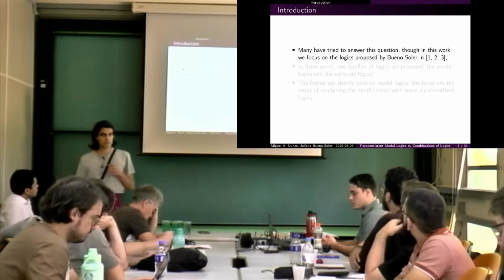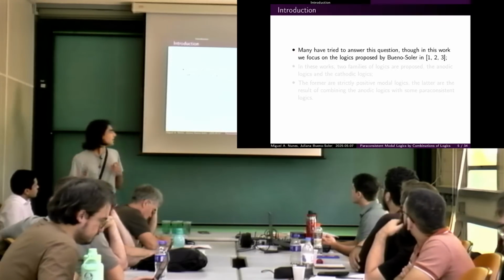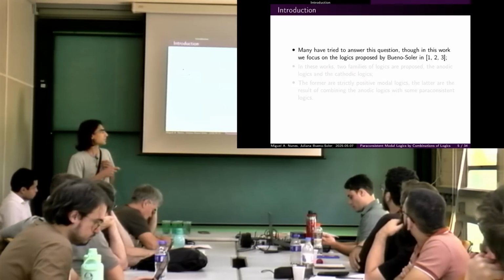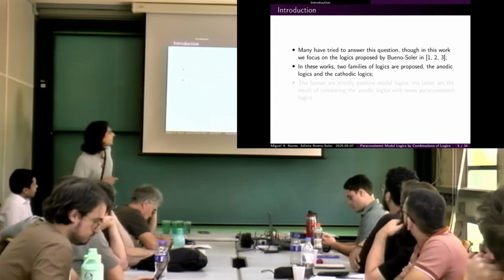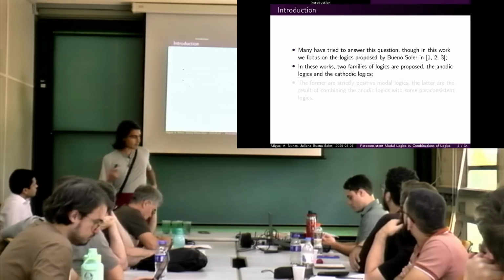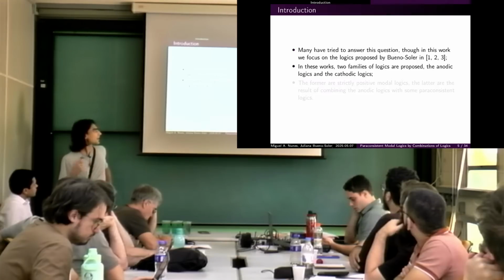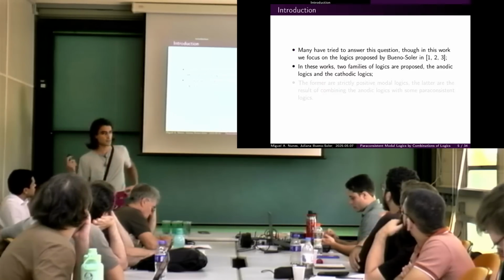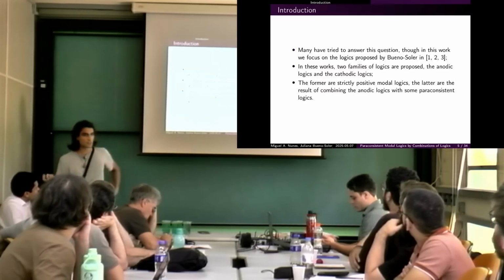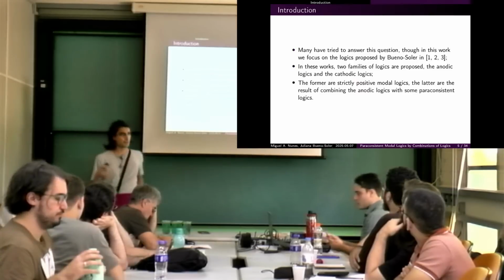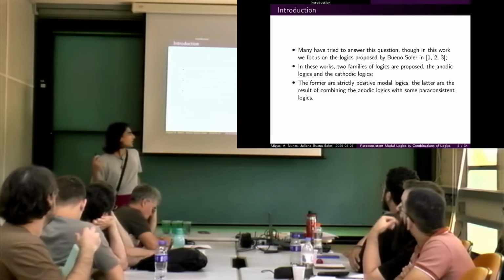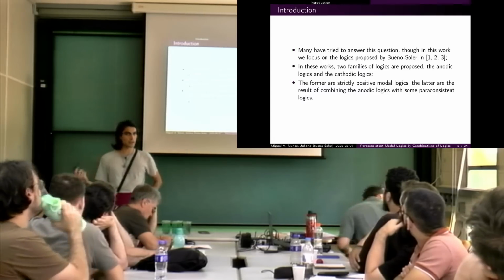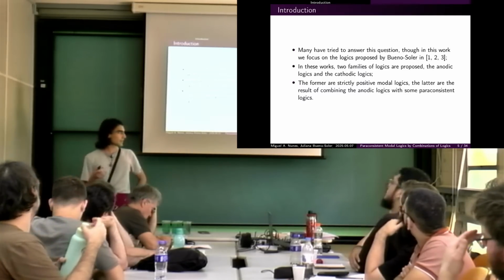Well, there are many attempts to solve this question, and the attempts that I'm going to focus on are these three works by Juliana Bueno, who is my advisor. In these works, she proposed two families of logics, those being the anodic logics and the cathodic logics. In her presentation Monday, I believe she mentioned those logics. The anodic logics are strictly positive modal logics, that is, they have no negation nor bottom particle. And the cathodic logics are paraconsistent modal logics, that is, they are the result of combining the anodic logics with some paraconsistent logics.